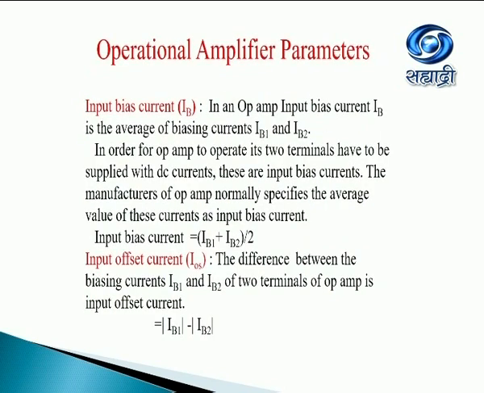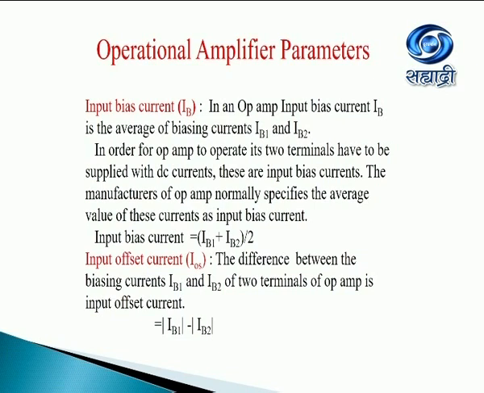Op-amp parameters. Input bias current. In an op-amp, input bias current IB is the average of the biasing currents IB1 and IB2. IB1 and IB2 are the base currents of the first differential amplifier transistors. In order for the op-amp to operate, its two terminals have to be supplied with DC currents. These are input bias currents. The manufacturer of the op-amp normally specifies the average value of these currents as input bias current. Input bias current is (IB1 plus IB2) by 2.